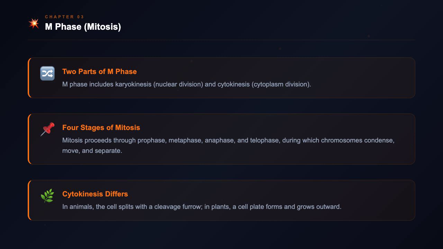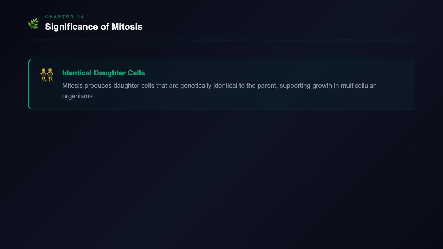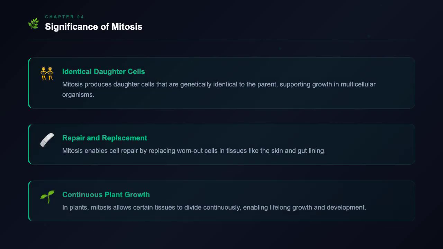After mitosis, cytokinesis completes the cell division. In animals, the cell splits in two with a furrow. In plants, a cell plate forms and grows outward. Mitosis is a process found mostly in diploid cells. It's also found in some haploid cells of lower plants and social insects.